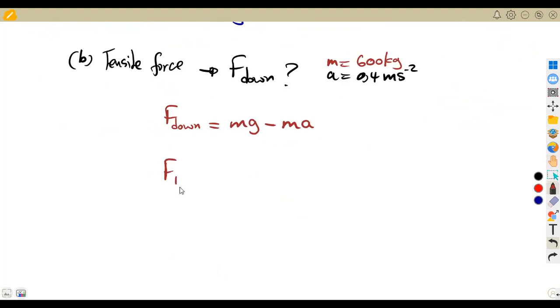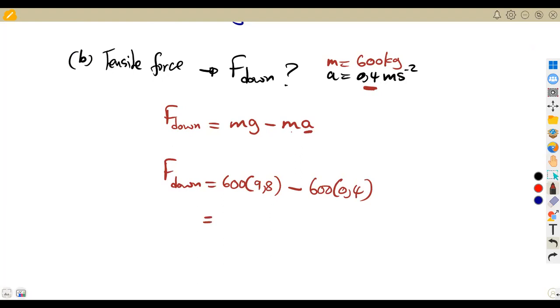So our F down is going to be m times g, which is our gravitational acceleration. So it's 600 times 9,8 minus ma, mass 600, times, take note, acceleration. It's not that one that you calculated. It's this one they gave you on this question. So you use the one that you are given there.